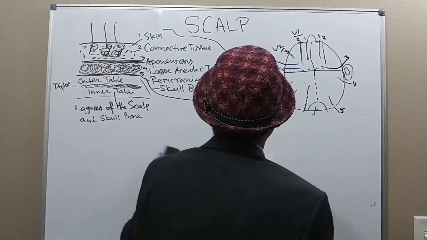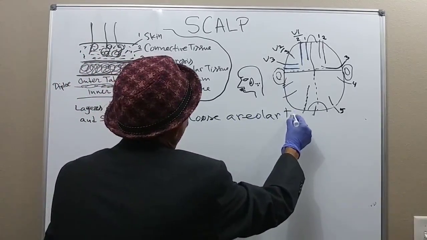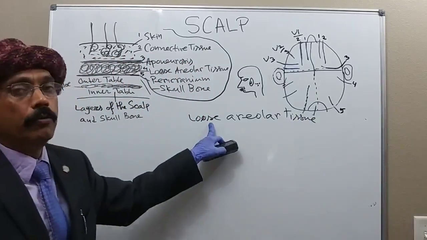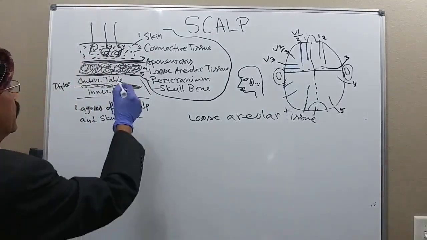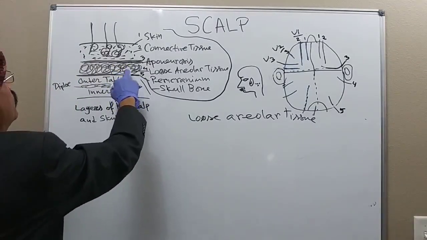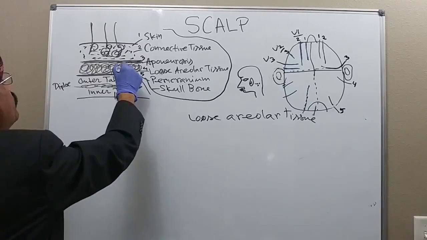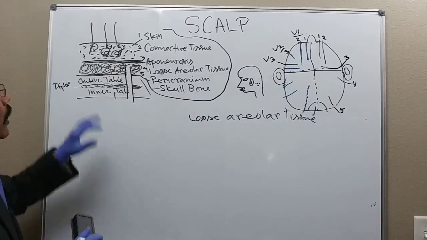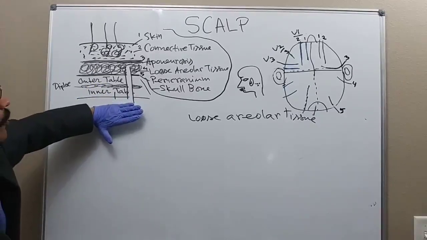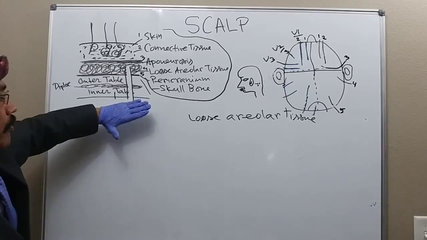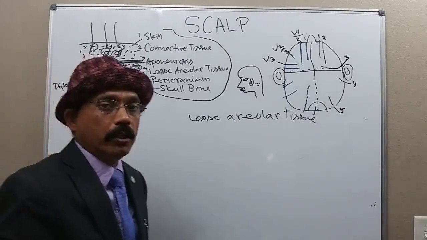Now we discuss the loose areolar tissue. What is its importance? Infection from there may go inside the skull. Suppose here is the loose areolar tissue, so infection will penetrate the skull bone through the emissary vein. The emissary vein goes through the outer table of the skull bone, the diploe, and the inner table, and may go to the intracranial dural venous sinuses. Infection may go in that direction. This is one clinical importance.